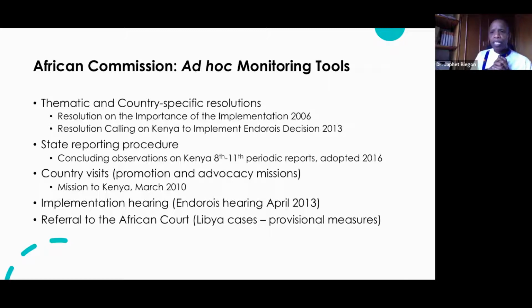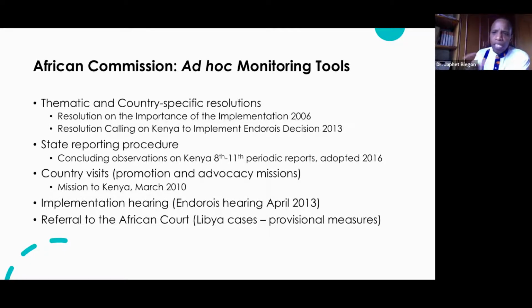Another recent tool that has emerged but has not been used consistently, or even at all, has been the possibility of referring cases of non-compliance to the African Court. Some of you might remember that before these new rules of procedure that the African Commission adopted in June, there was a provision in the 2010 rules of procedure that empowered the African Commission to refer cases to the court in cases of non-compliance. But the Commission never really used this rule, until in the current rules of procedure the rule has now been effectively repealed or removed.